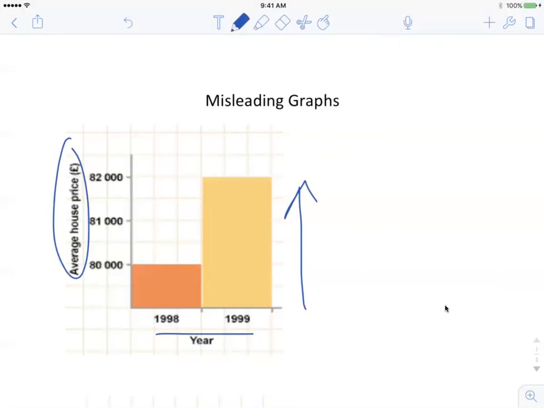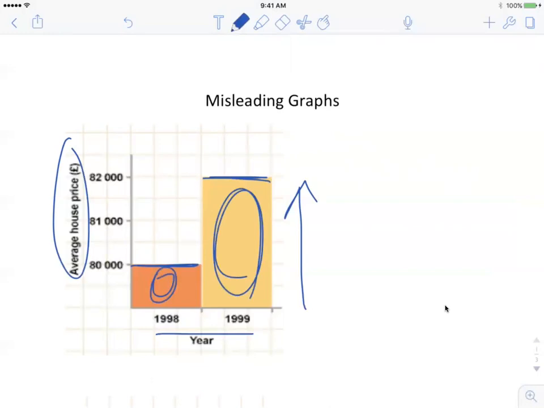But if we look at this a little closer, is that really true? Because if we look at that y-axis, this is 80,000 and this is 82,000. So really the price only went up by 2,000, right? But that doesn't seem right looking at the bars, right? This bar is just so much higher than this bar.